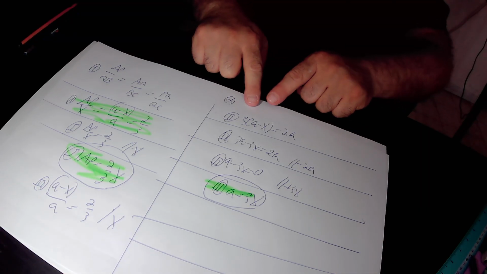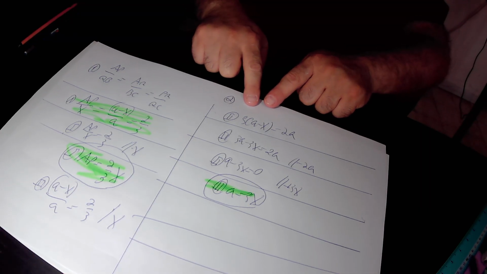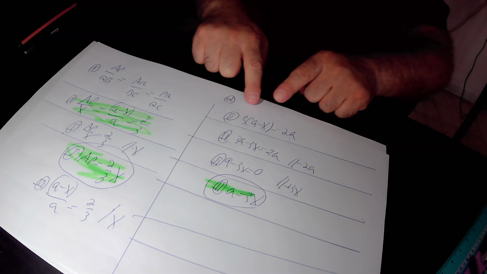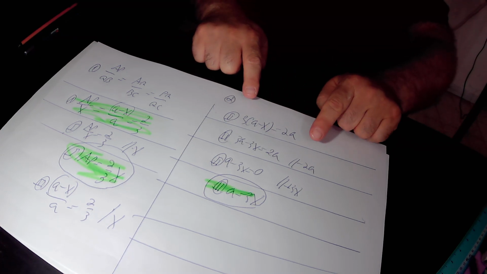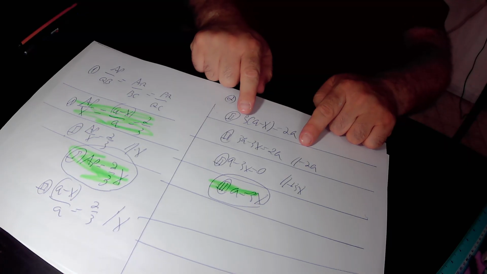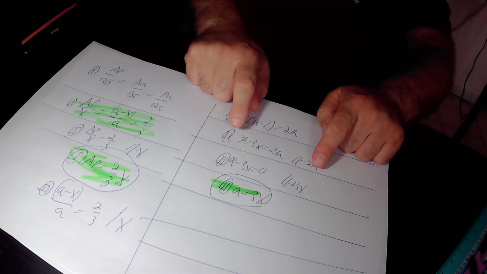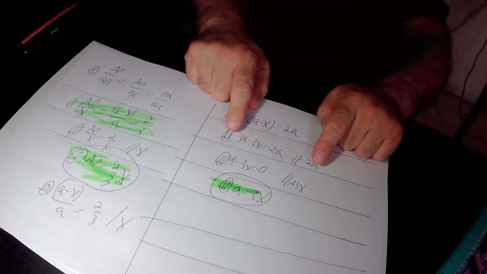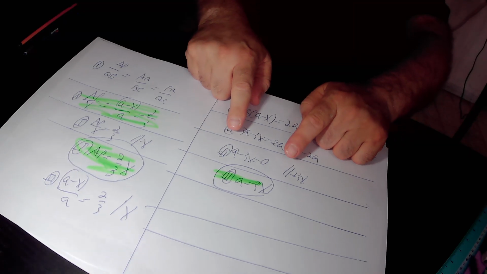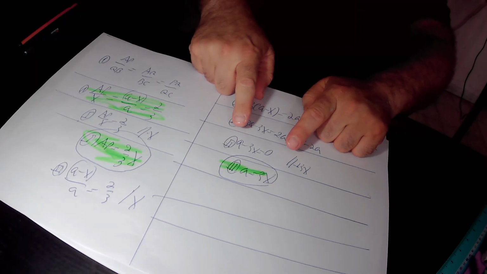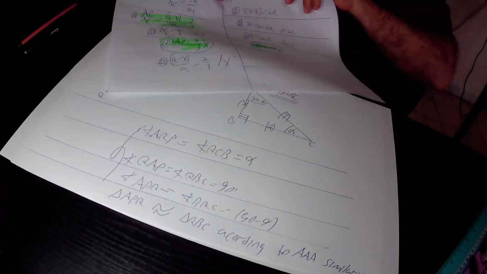Here we open the brackets on this side of equation 2, and we found out that 3A minus 3X equals 2A. Here we subtract 2A from this equation 2, and we found out that 3A minus 2A is A, so A minus 3X equals 0. Here we add 3X to this equation 2, and we found out that according to equation 2, A equals 3X.